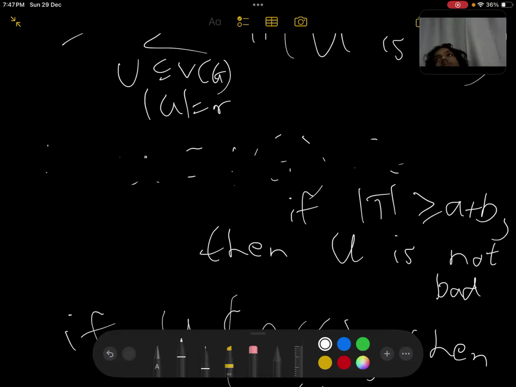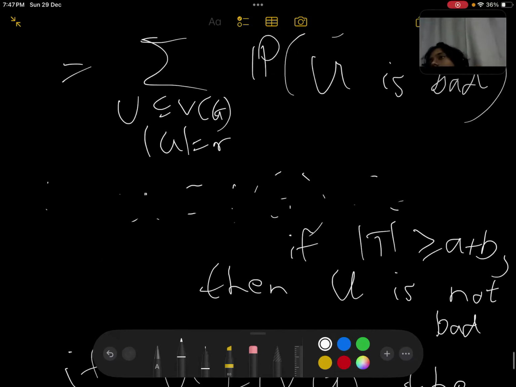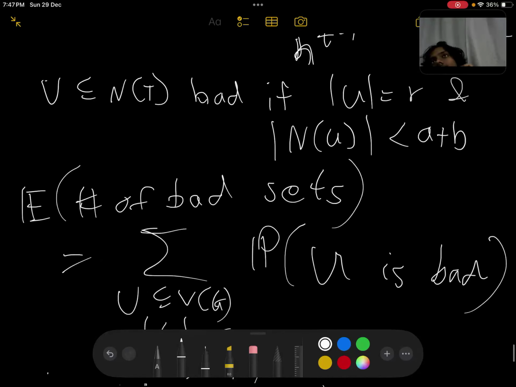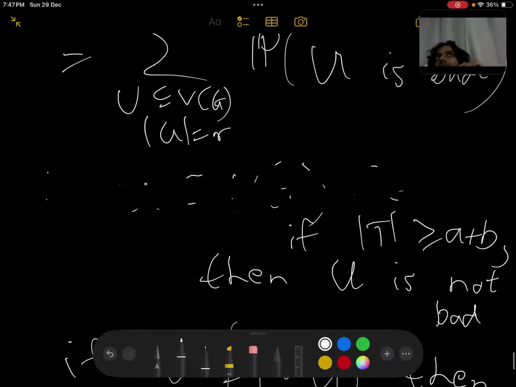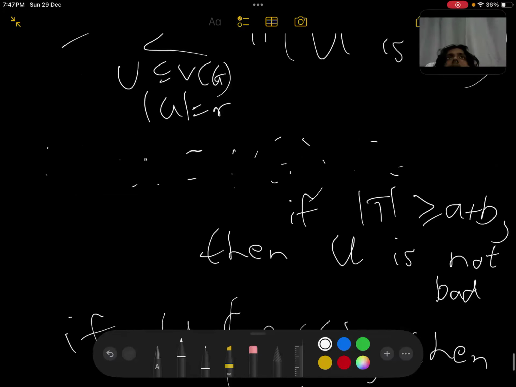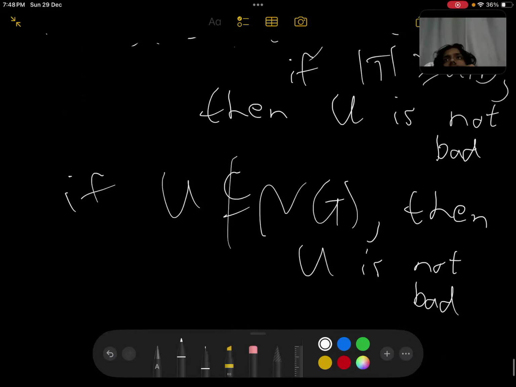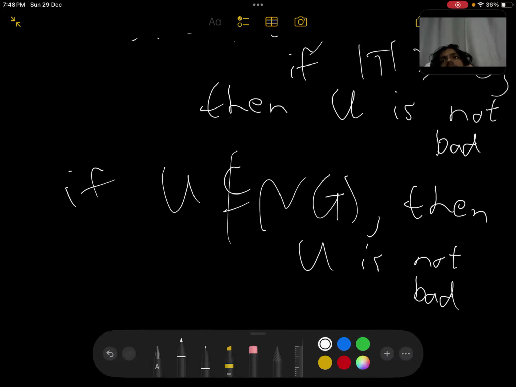If mod T is at least A plus B, then U is not bad. Why? Because even if U is a subset of NT, the neighbors of U will contain T, and T will have size at least A plus B. So the neighbor of U will have size at least A plus B. So if T has at least size A plus B, then U is not bad. And if U is not a subset of NT, then by definition, U is not bad.